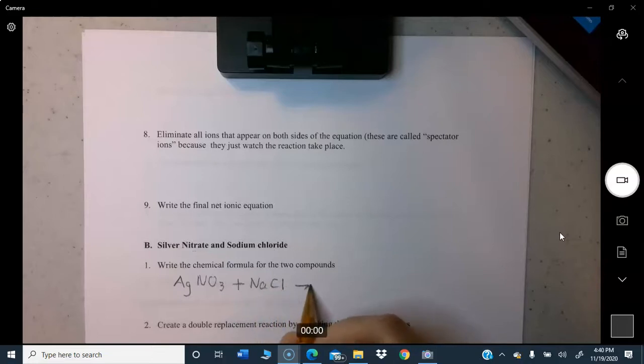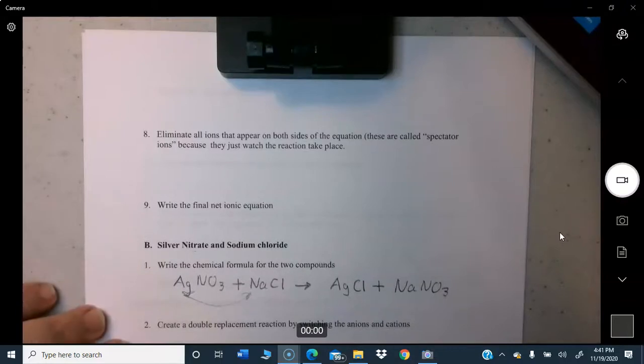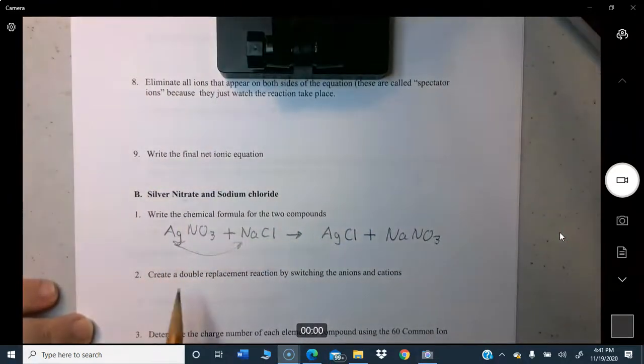So those are your reactants. Now you're going to switch places with these two right here. So you'll have AgCl and NaNO3. Okay, so that's step one. Step two is, well, actually I did step two. I keep doing this, and that's okay. If you can combine two steps, that's fine. But it says create a double replacement reaction. I already did that, so there that is.